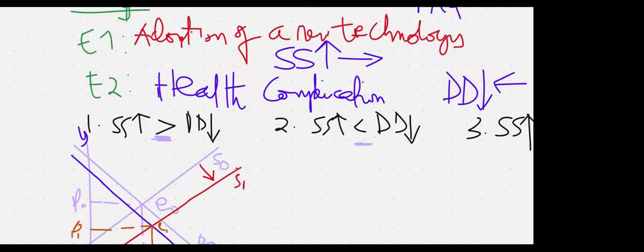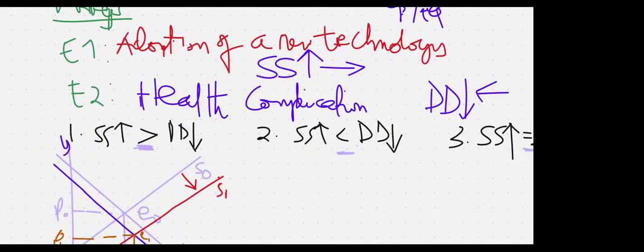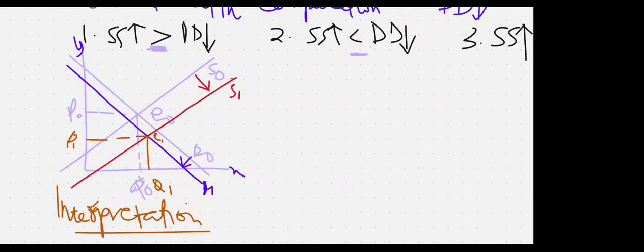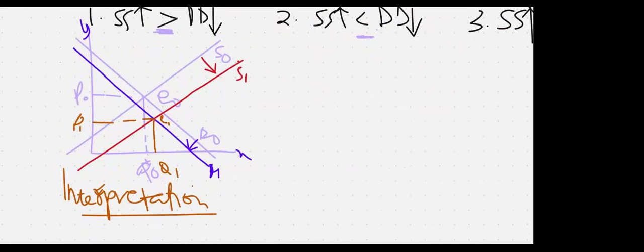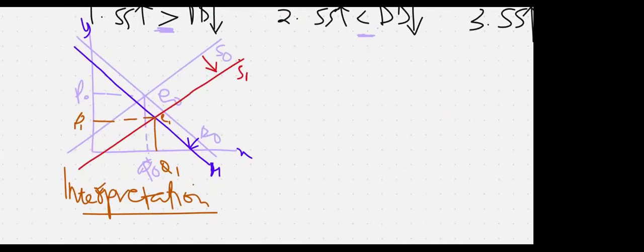As the adoption of the new technology had a greater impact on the supply of MKM cocoa drinks more than the impact of health complications on demand for cocoa drinks, these caused the equilibrium price to decrease from P0 to P1, and equilibrium quantity to increase from Q0 to Q1.